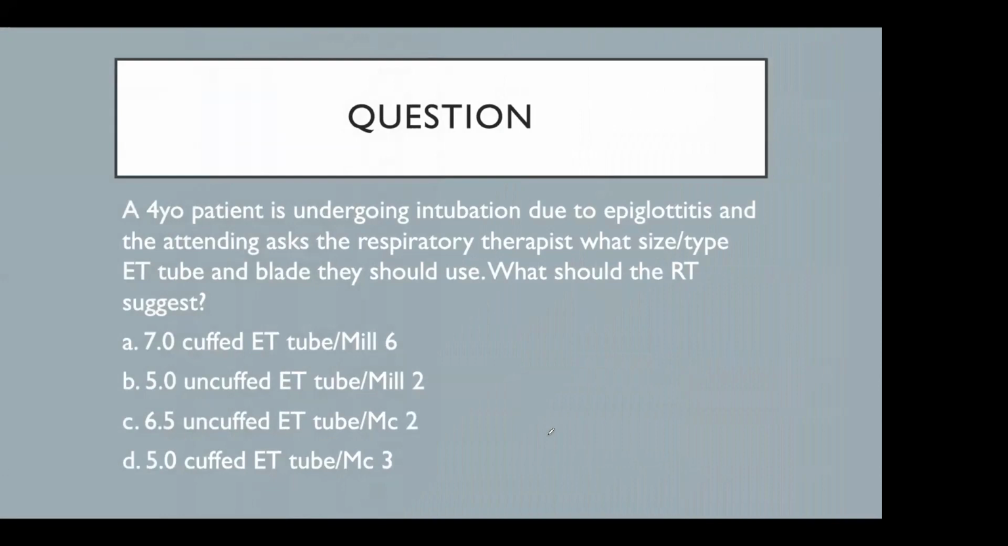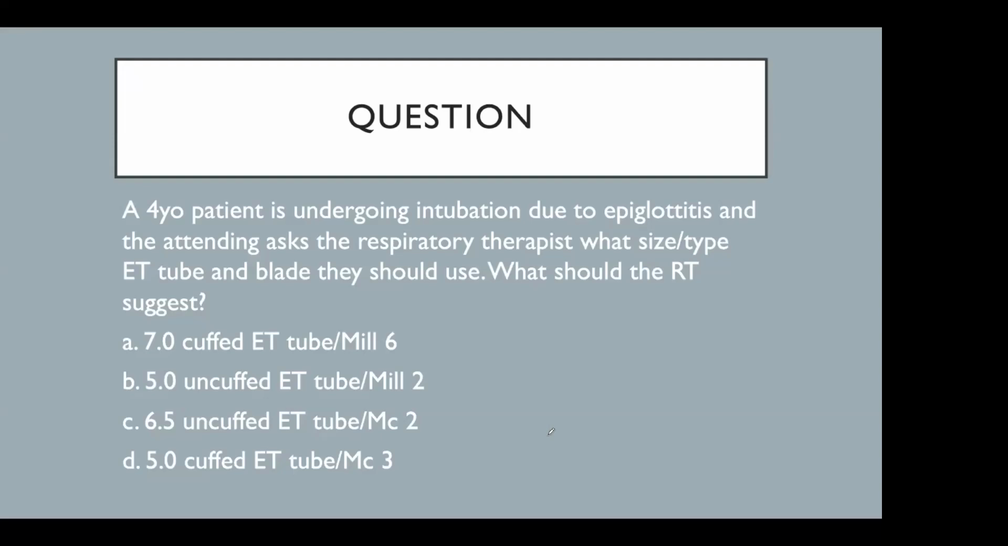So let's see here. A 4-year-old patient is undergoing intubation due to epiglottitis, and the attending asks the respiratory therapist what size, type of ET tube, and blade they should use. What should the RT suggest? So they're 4 years old, and they have probably terrible upper airway swelling. So hopefully this is in the OR. In epiglottitis, you want to do OR intubation. So we're probably not going to use a 7 cuffed, and we're probably not going to use a 6.5 uncuffed. You just pretty much throw those out the door, right?